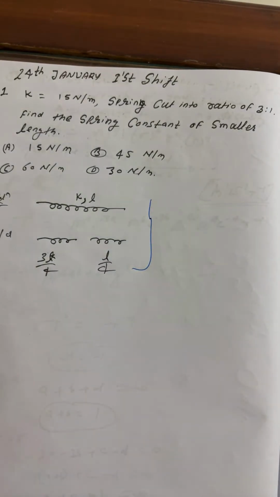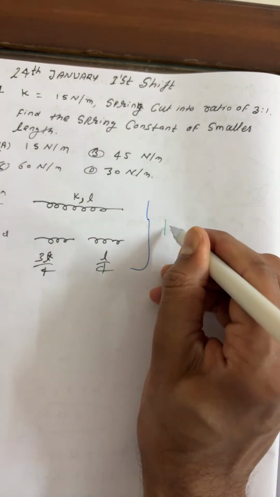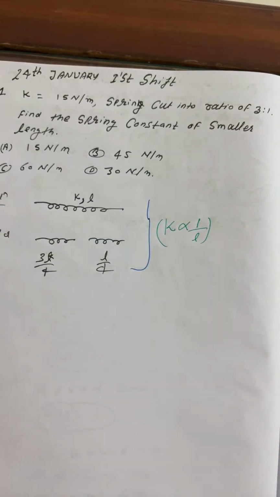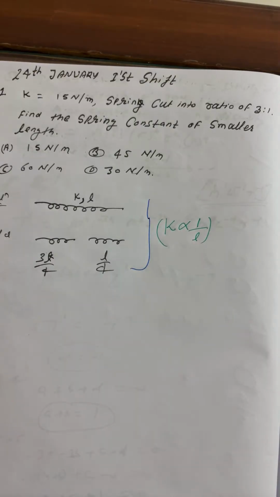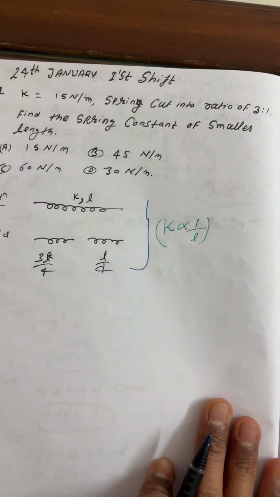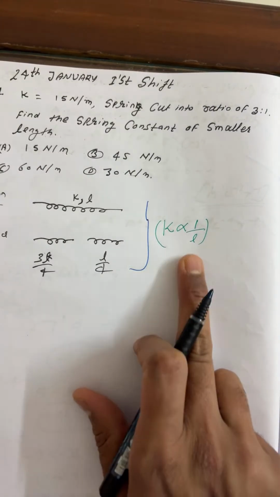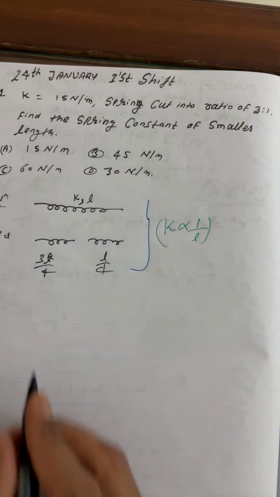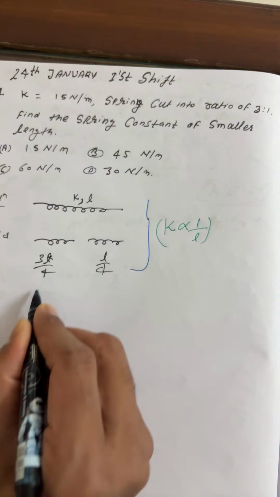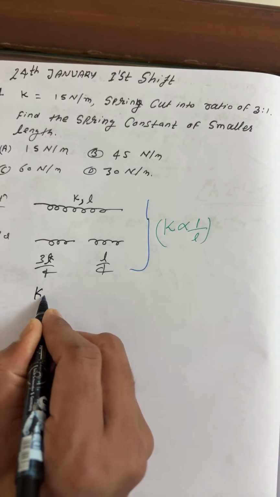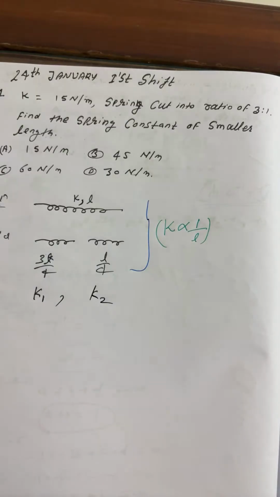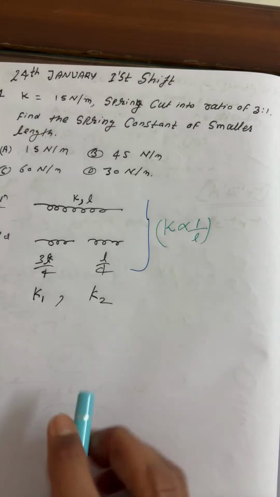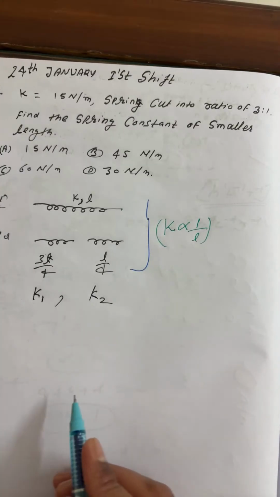I hope you remember K is inversely proportional to length. If K is inversely proportional to length, then L can be written as 1 upon K. Let us suppose the part of 3L by 4 has spring constant K1, and the other, L by 4, has spring constant K2. So we wish to find K1 and K2. How can we do it?